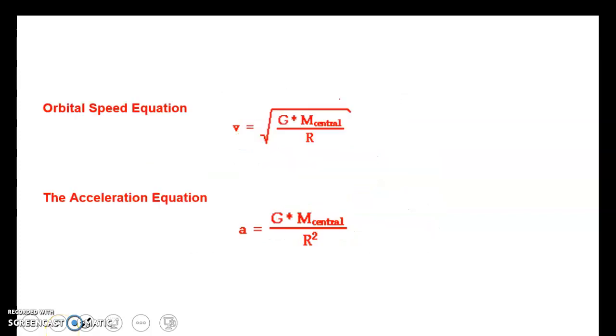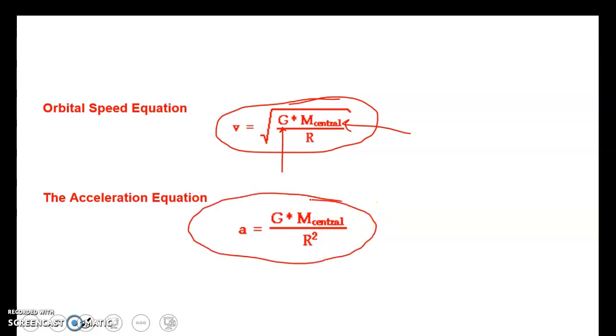Orbital speed equation: if I want to find how fast something is orbiting, I just take the square root of 6.67 times 10 to the negative 11, the universal gravitational constant, times the mass of the central object. It could be the mass of the Earth, or the mass of the Sun if we're talking about our solar system. That is divided by the distance between them, which is where the R comes in. The acceleration is very similar, except we're not square rooting. It's just the constant times the mass of the center divided by the distance between them squared. That will help us find speed and acceleration.